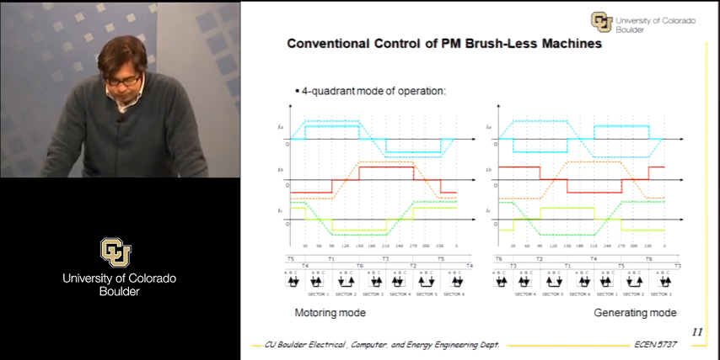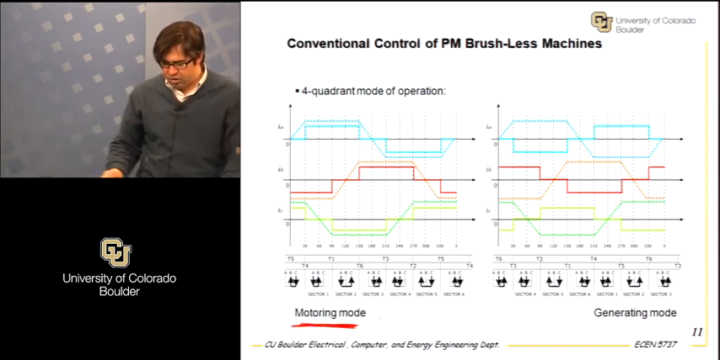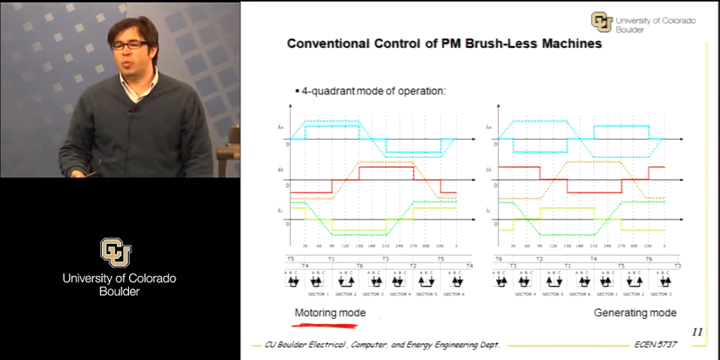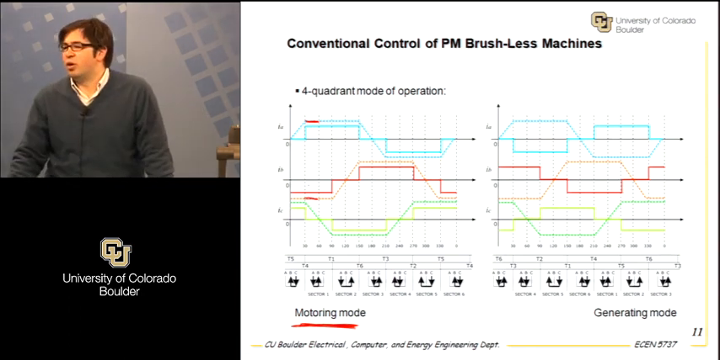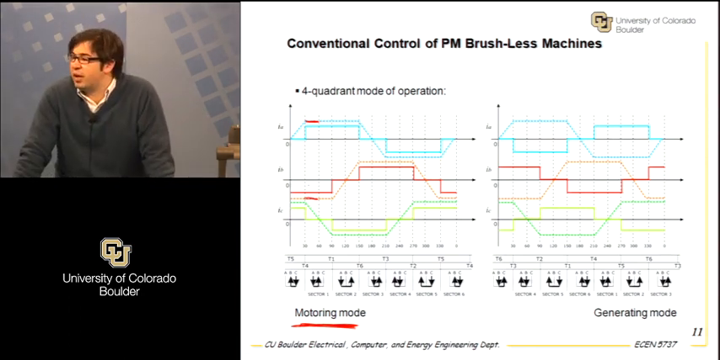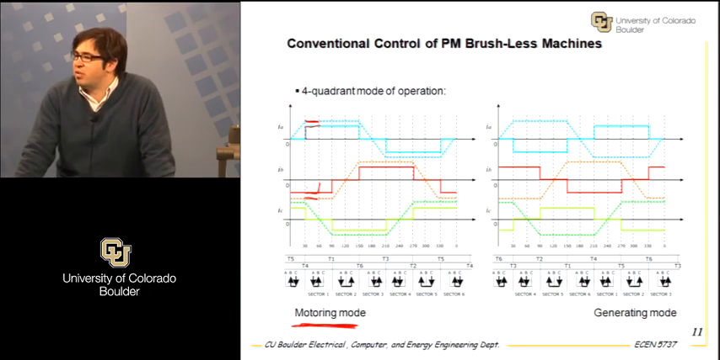So in a motoring mode, all we need to understand here is that we have to figure out which sector we are at, and if we know which sector we are at, that means we know exactly what the back EMF waveform looks like, and then we know how to apply the current. So we're going to apply the current only at the point where our back EMF is constant, either plus maximum value or minus maximum value.